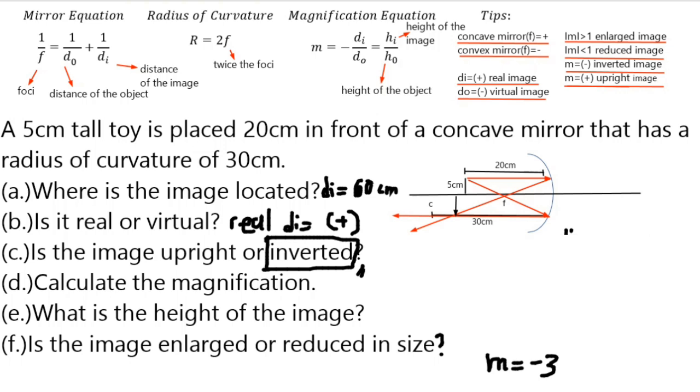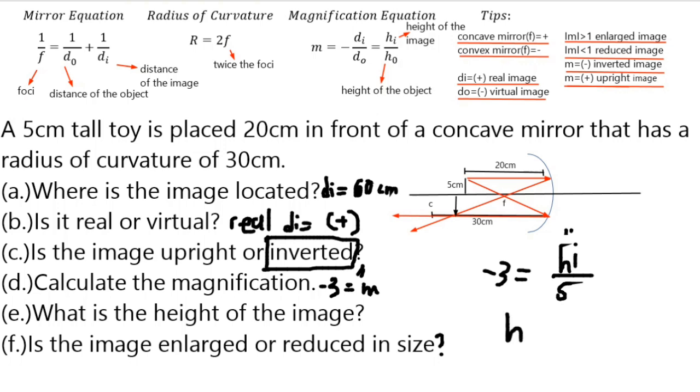Okay, now let's calculate the magnification. Oh, we already calculated the magnification. So the magnification is just negative 3. So what is the height of the image? As we have the magnification, we can just calculate the height. So this is going to be negative 3, height of the image over height of the object.